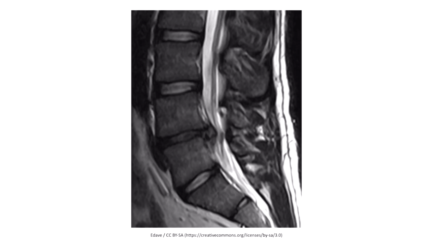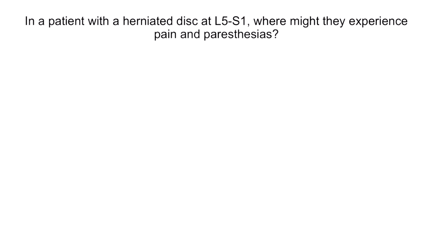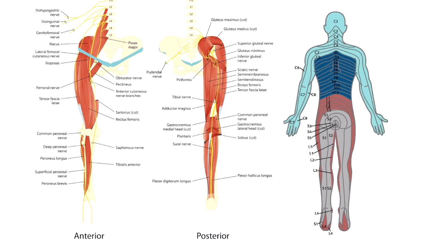Here's an MRI image showing a herniated disc at the L4, L5 level. Notice the way the disc material is protruding into the nerve roots, which show up in white on this image. In a patient with a herniated disc at L5, S1, where might they experience pain and paresthesias? When the L5, S1 disc herniates, it often contacts the S1 nerve root. This spinal nerve feeds into the sciatic nerve, which is a large nerve that runs down the back of the leg. When this nerve is affected, patients get symptoms of sciatica. This means pain and paresthesias running down the back of the leg and often into the foot.